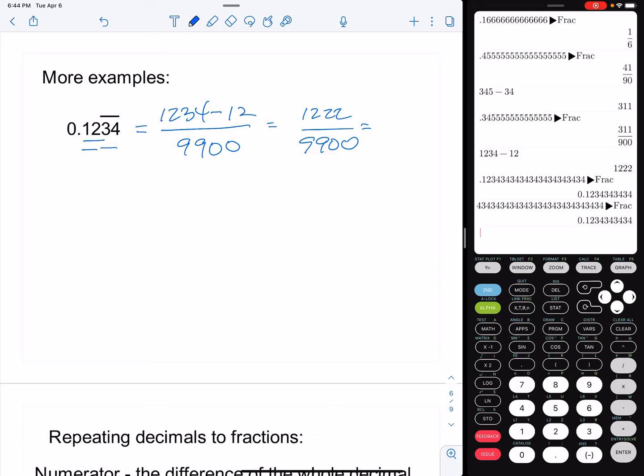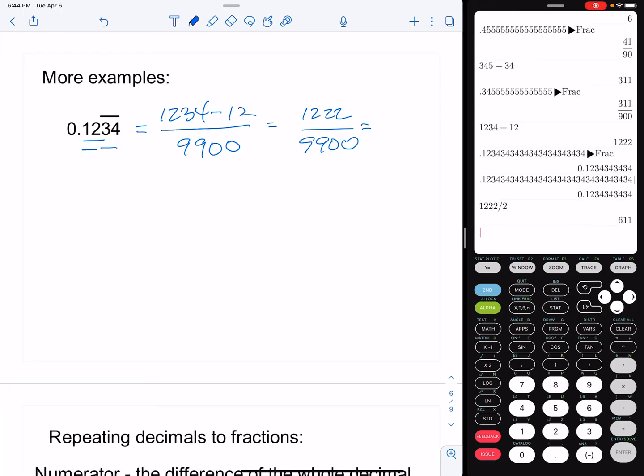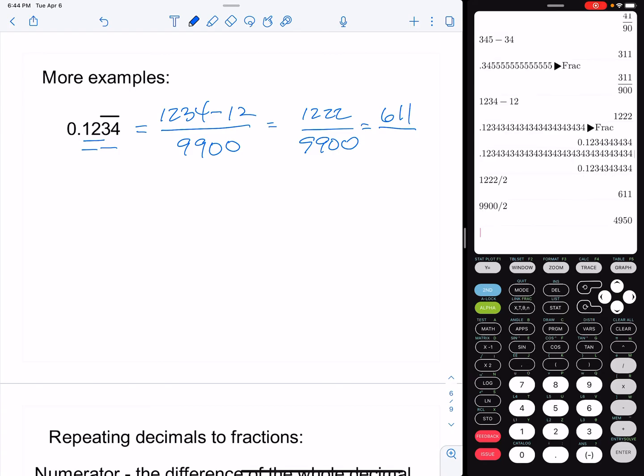So what do we have to do to simplify by hand? You take your numerator and your denominator and you divide it by a single number. In this case, I know that it ends with a 2 and a 0, so they're even, so I can divide them by 2. So that's what I do. 1,222 divided by 2, you end up with 611. Okay, and then I do 9,900 divided by 2, and you end up with 4,950. And we find out that those two numbers no longer have anything in common, and that becomes my final answer. But I still need to see unsimplified and simplified.